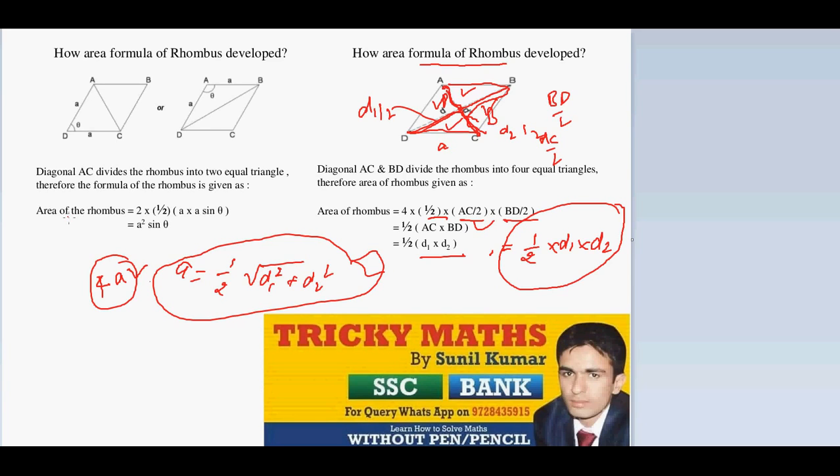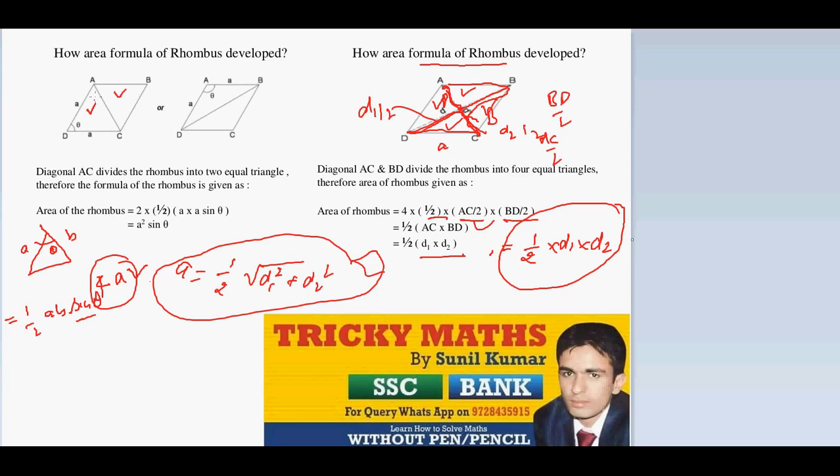One more thing: sometimes the examiner gives us the side and the angle, any one of the angles, and we have to find the area. A diagonal divides the rhombus into equal areas. We know that in any triangle, if we are given two sides and the angle between them, the area is equal to half ab sine of that angle.